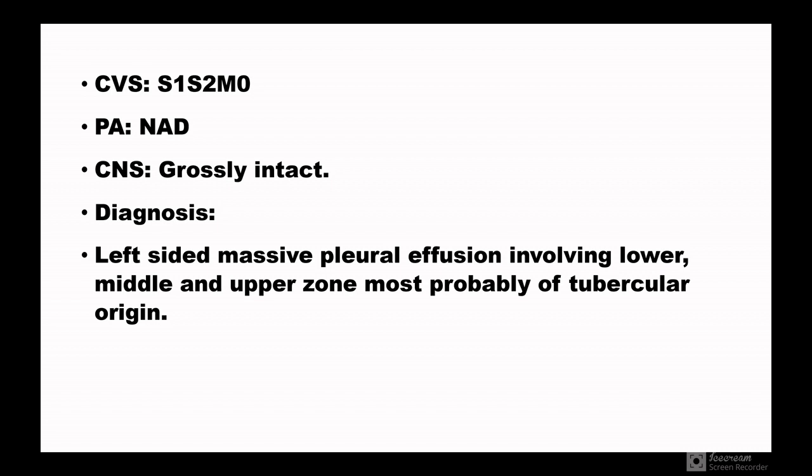So you can diagnose left-sided massive pleural effusion involving lower, middle, and upper zones, most probably of tubercular origin, because he has history of tuberculosis, and on the left side, because everything in the examination points to abnormality on the left side. So this is the diagnosis.